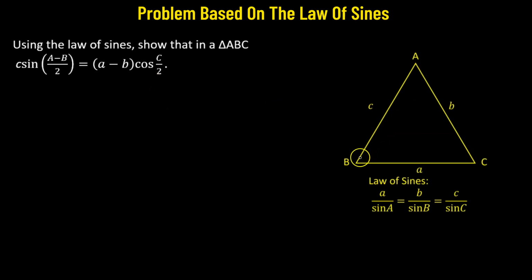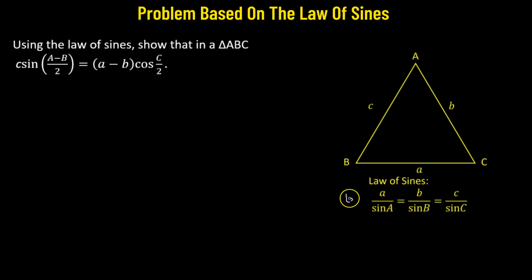So here we have a triangle ABC. The lowercase letters a, b, and c represent the sides opposite to angles A, B, and C respectively. Then the law of sines states that the ratio of side a to the sine of the angle opposite to it is equal to the ratio of side b to the sine of the angle opposite to it. This is also equal to the ratio of side c to the sine of the angle opposite to it, that will be angle C. So this is the law of sines.